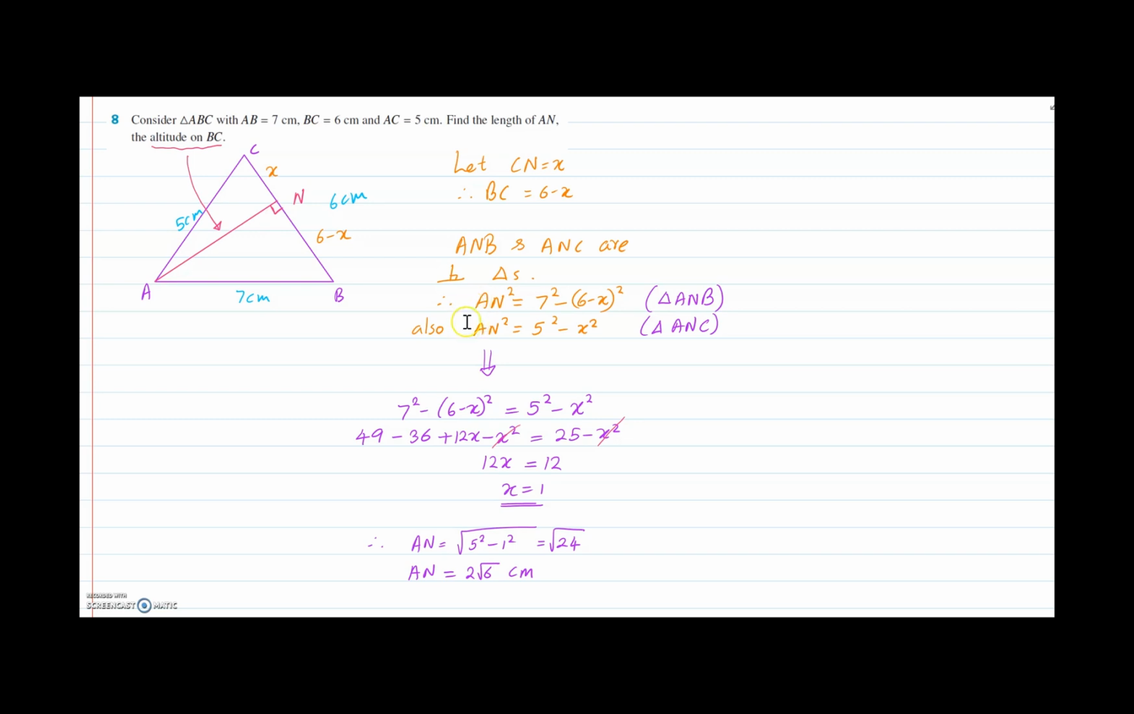Once you've written both equations using the two triangles, we can perform simple algebraic calculations to find the value of x, which becomes 1. And then when you substitute that value back into one of these equations, I have picked the second one, you will get AN as 2 root 6 centimeters.